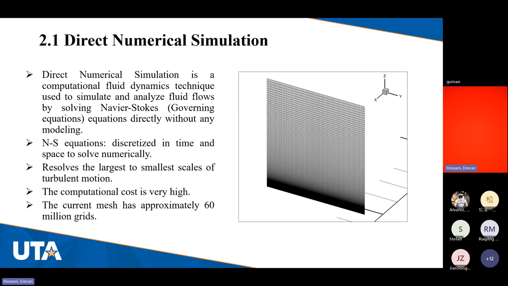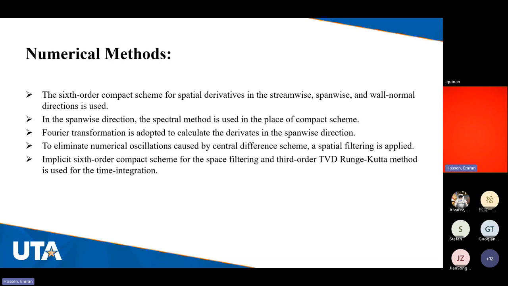For the numerical methods, a sixth order compact scheme for spatial derivatives in the streamwise and wall normal directions is used. In the spanwise direction, the spectral method is used in place of the compact scheme. Fourier transformation is adopted to calculate the derivatives in the spanwise direction. To eliminate numerical oscillations caused by the central difference scheme, spatial filtering is applied. Here it is an implicit sixth order compact scheme for the spatial filtering, and a third order Runge-Kutta method is used for the time integration. So those are the numerical methods applied for the DNS case.